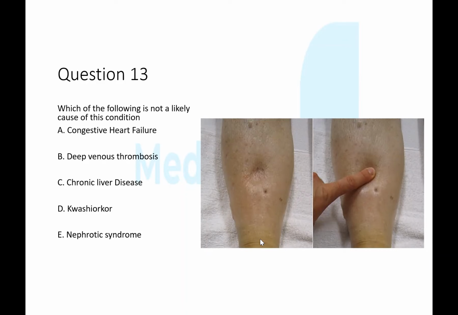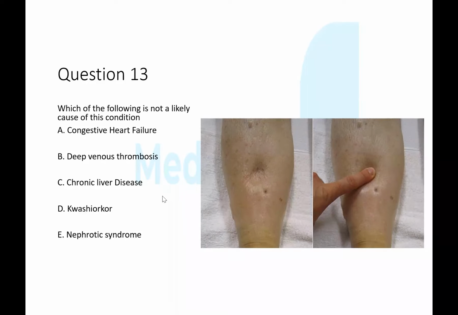Exactly. So when it comes to pitting pedal edema, the things that you think of are things that will cause hypoalbuminemia. In this case, you can see that chronic liver disease can cause hypoalbuminemia. Nephrotic syndrome can cause hypoalbuminemia. Kwashiorkor can cause hypoalbuminemia. And when you have reduced oncotic pressure due to hypoalbuminemia, you can have pitting pedal edema. Again, we also know that patients with heart failure also have pitting pedal edema. So the odd one here is deep venous thrombosis.